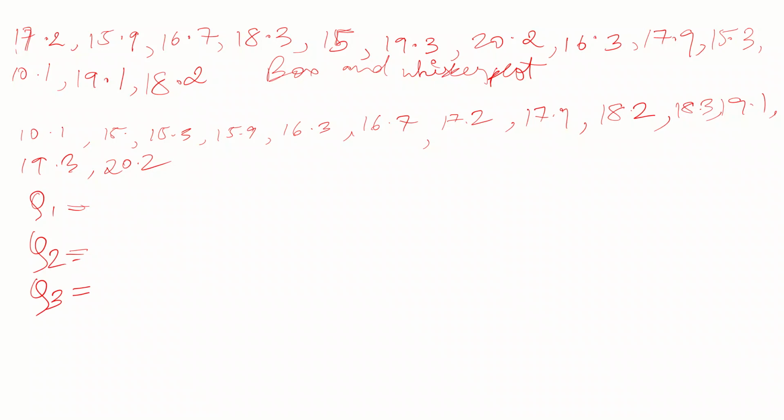Q2 is 17.2. And Q1 will be the mean of the third and fourth entries, so we will get Q1 as 15.6. Third and the fourth one. So Q1 will be 15.6. 15.7? How did you calculate the Q1? 15.7.